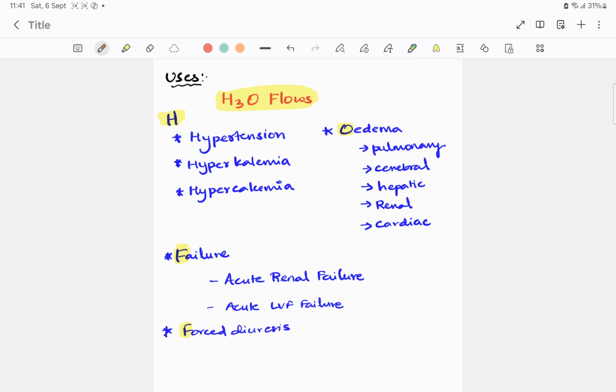Uses. The clue here is H3O flows. Under H there are three things: hypertension, hyperkalemia and hypercalcemia. And the O here represents edema. Under edema there is pulmonary edema, cerebral edema, hepatic, renal and cardiac. Then for F there is failure. Under failure, there is acute renal failure and acute left ventricular failure. Then there is also forced diuresis.